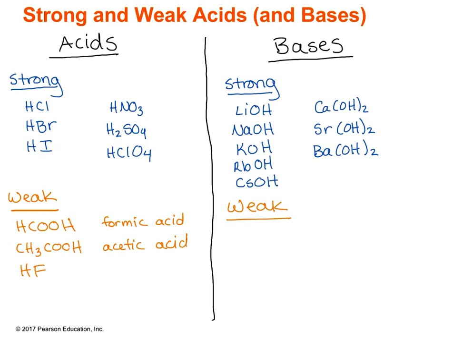And then for bases, the only weak base that we'll probably use for the time being is ammonia. But in general, any base that has a nitrogen in it is usually pretty weak. So I'll actually add another base that is considered weak. And this is called methylamine. So you'll notice again we have a nitrogen there. So typically if you see a nitrogen in a base, that would be a weak base.